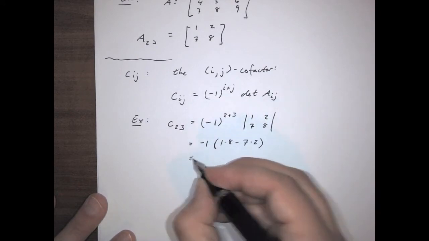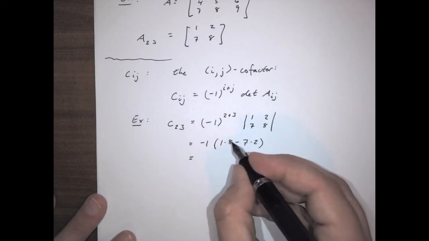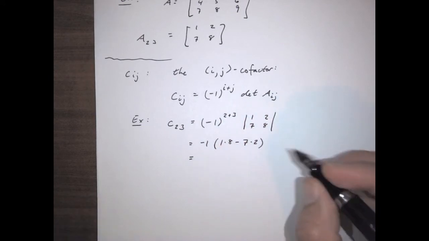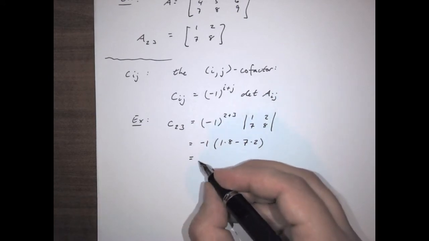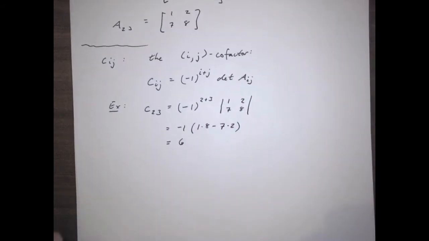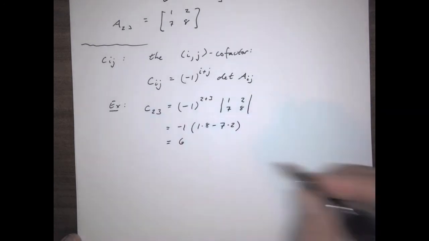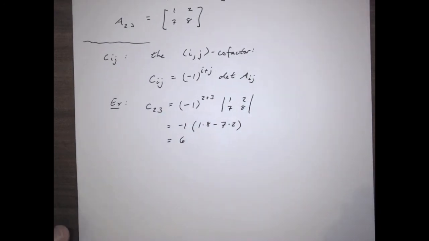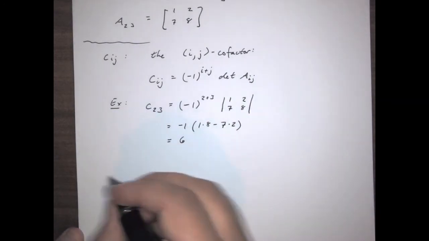And so in other words, it's going to be 8 minus minus 14 is negative 6 times negative 1 makes positive 6. Okay, then once we have this, then the formula for cofactor expansion is the following.